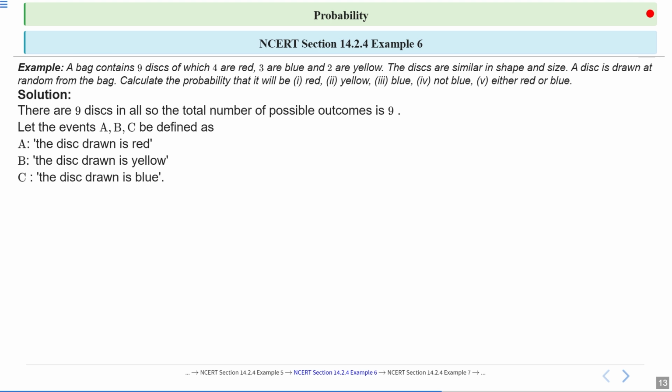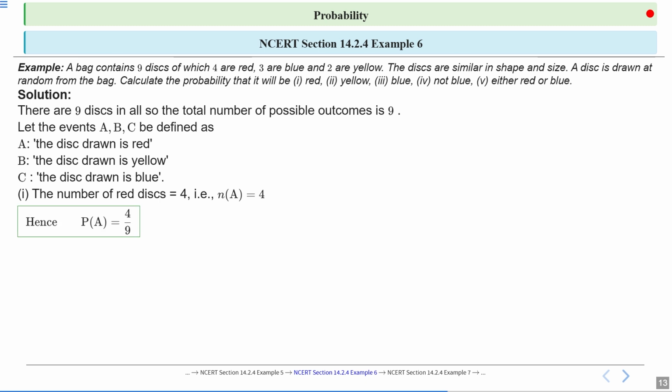And the event C is defined as the disc drawn is blue. Now, the number of red discs here is 4. So out of 9 discs, there are 4 red discs. That is, the number of elements in A is 4. So n(A), the number of elements in A, is equal to 4. Clear?